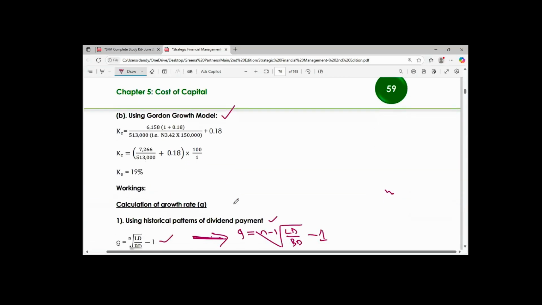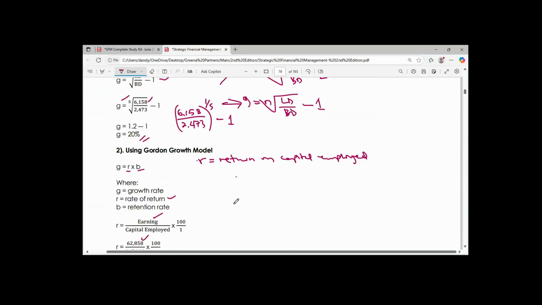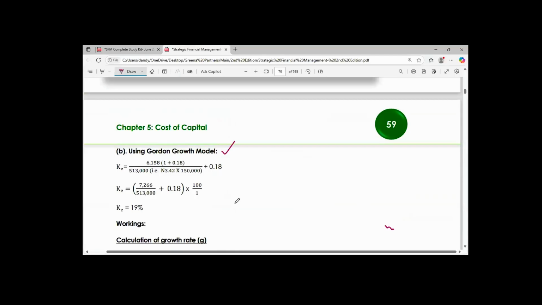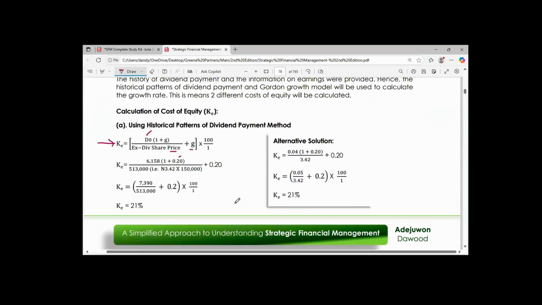Let me show you again. This is the 20% for the historical pattern. We calculated 20% as the growth rate, so that's the 20% you are seeing there. Of course, I mentioned to you the other time, you can either use par value or you use absolute value. So you have a choice.